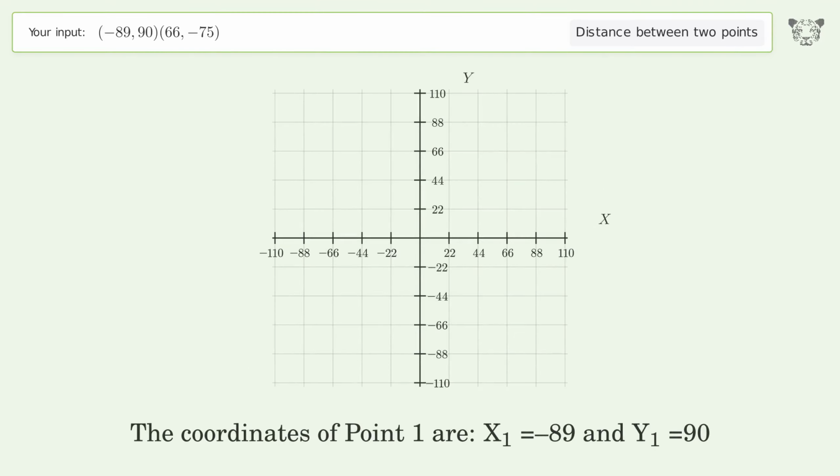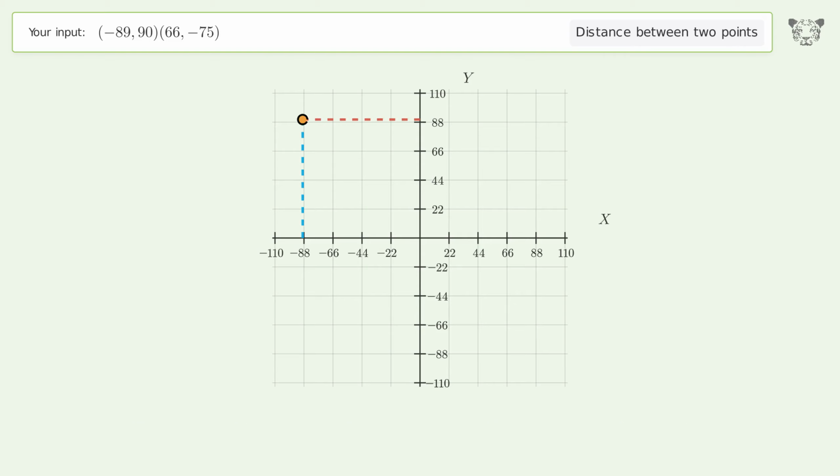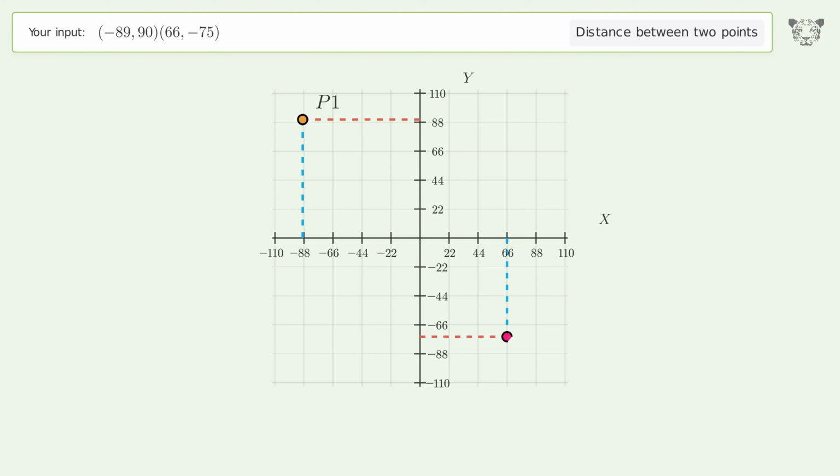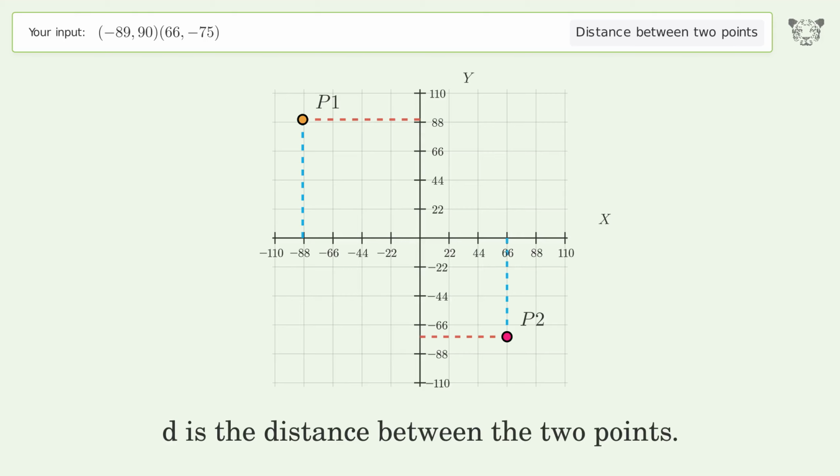The coordinates of point 1 are, x1 equals -89 and y1 equals 90. The coordinates of point 2 are, x2 equals 66 and y2 equals -75. D is the distance between the 2 points.